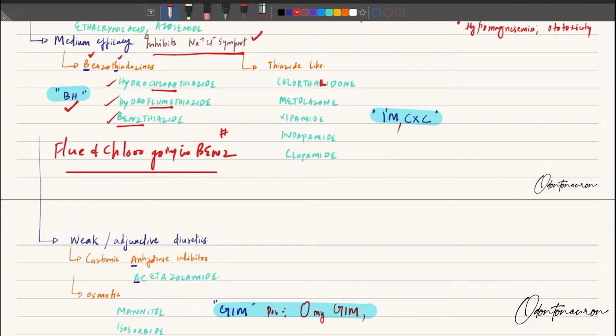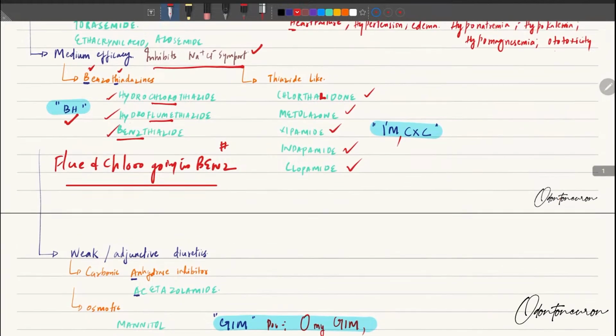Let me come back again. I stands for indapamide. M stands for metolazone. C is chlorthalidone, which we take first. X stands for xipamide, and C again stands for clopamide. This is what it is.